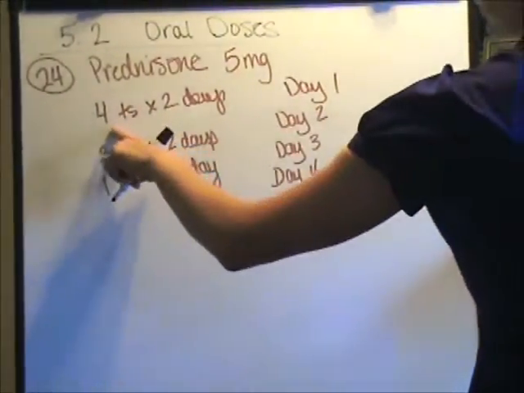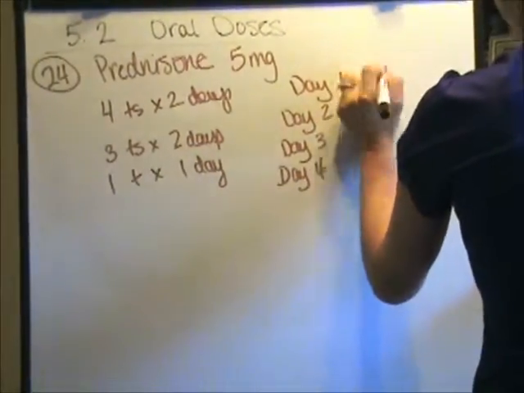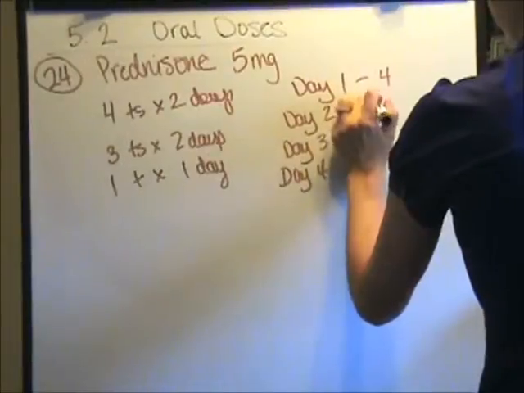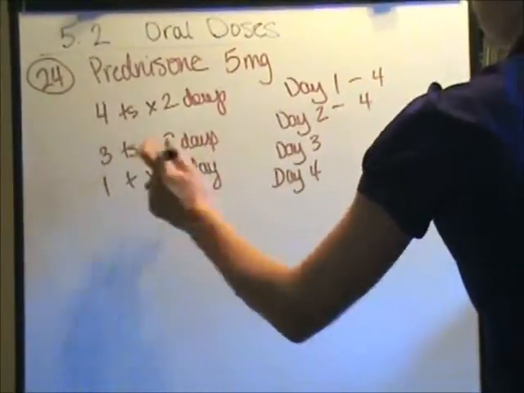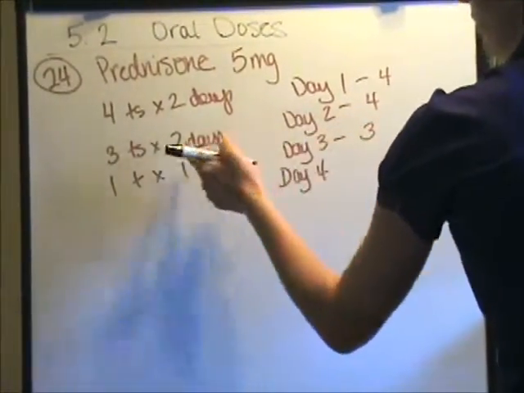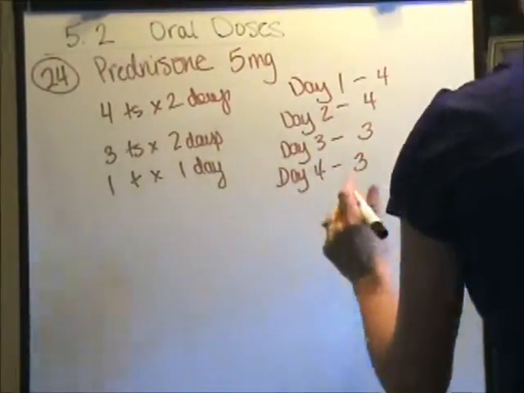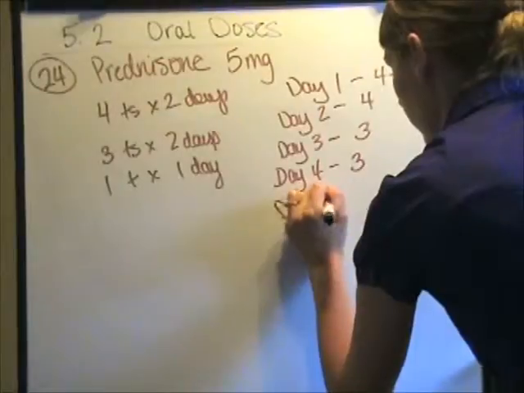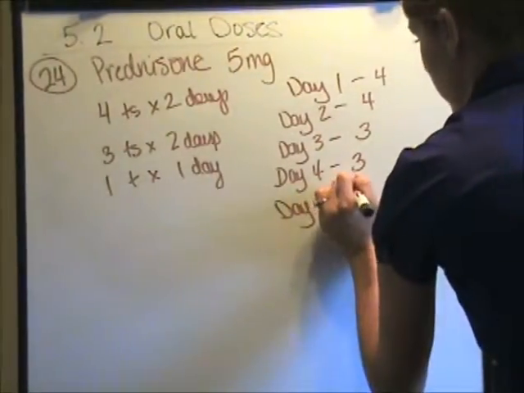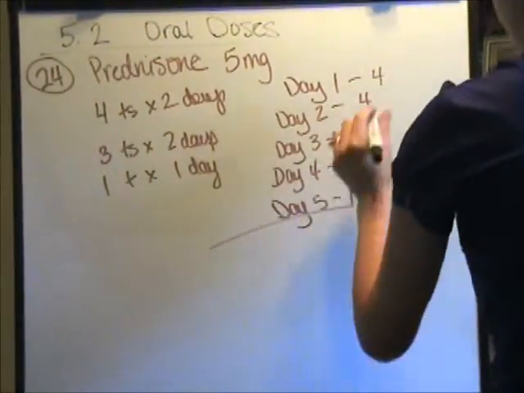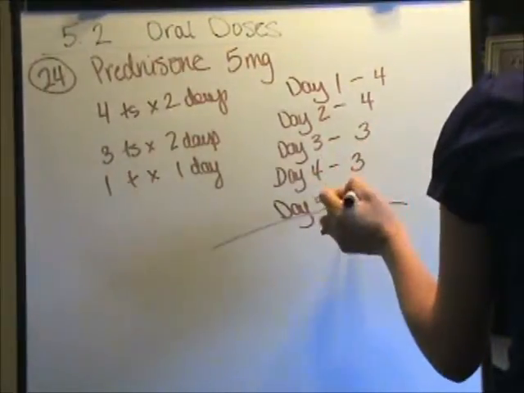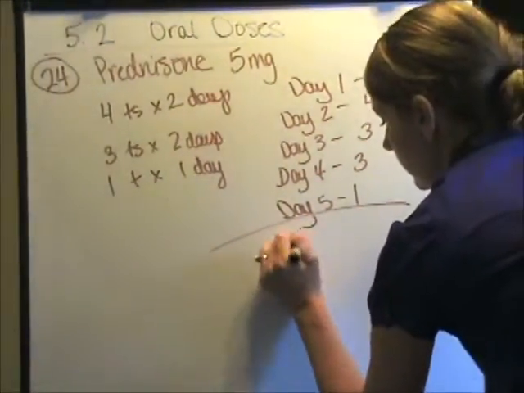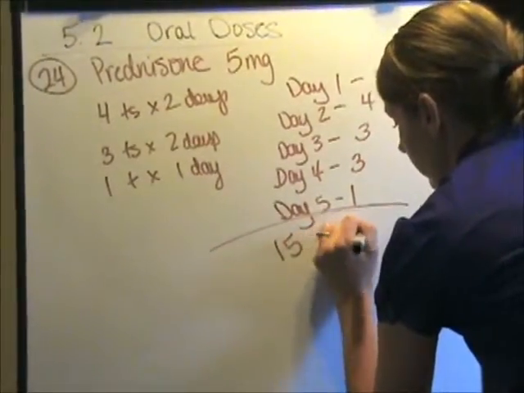So day 1, 4 tablets. And day 2, they're going to take 4 tablets. Day 3, it's going to be 3 tablets. Day 4, 3 tablets. Day 5, this is the final one, and they're only going to take that for 1 day, and that's 1 tablet. So 4 plus 4 plus 3 plus 3 plus 1 is going to be 15 tablets.